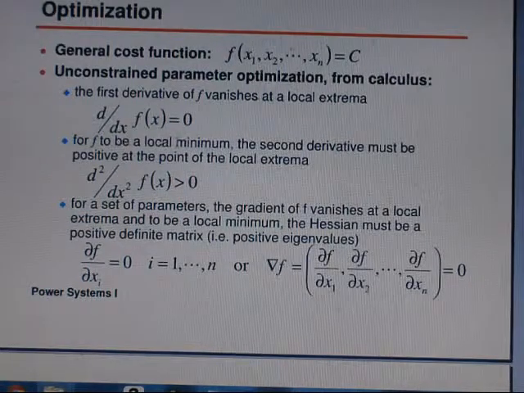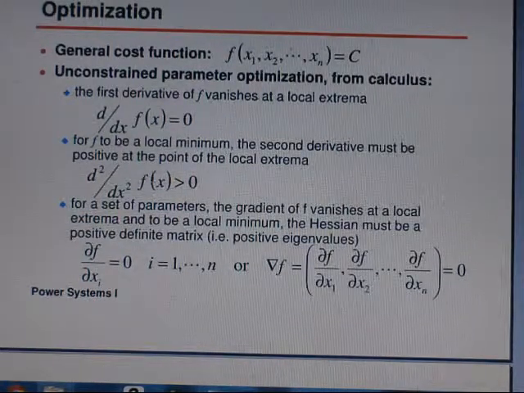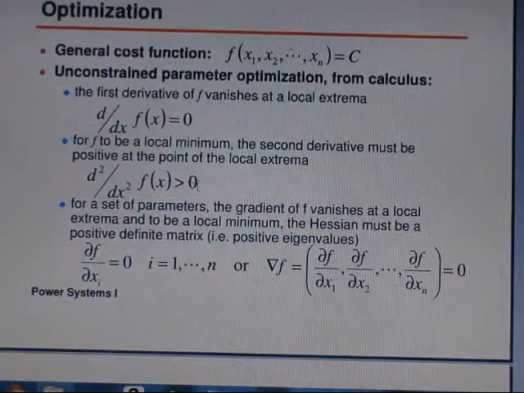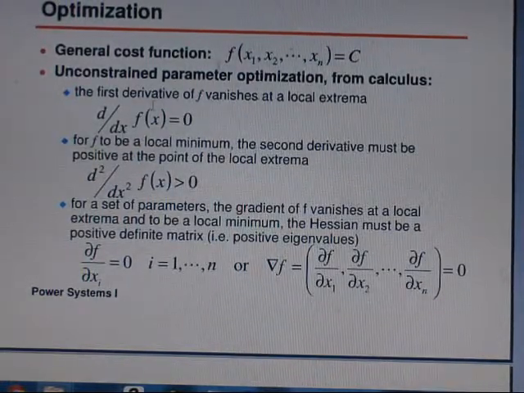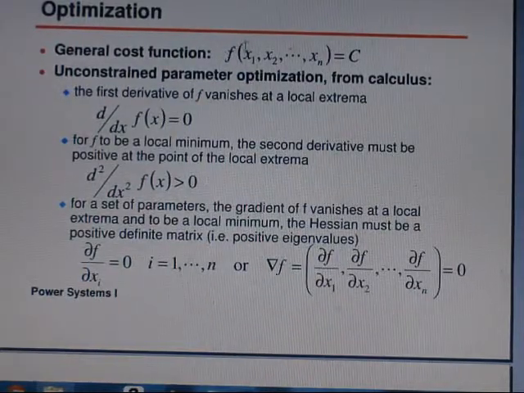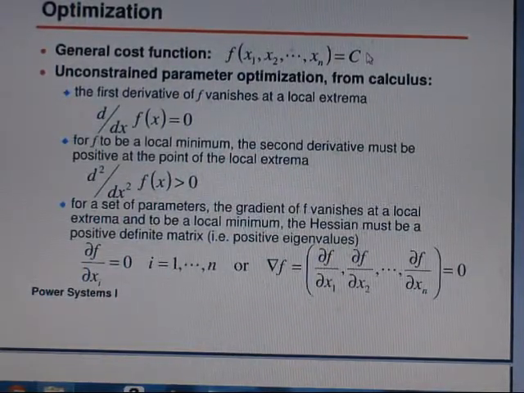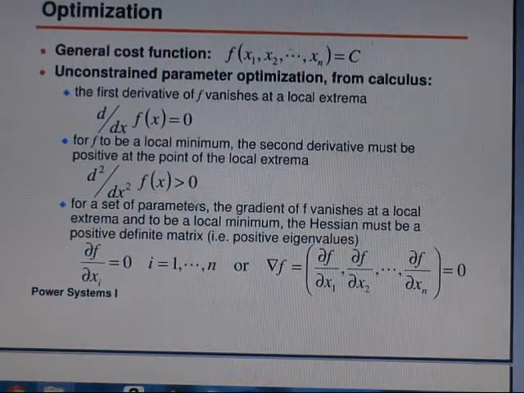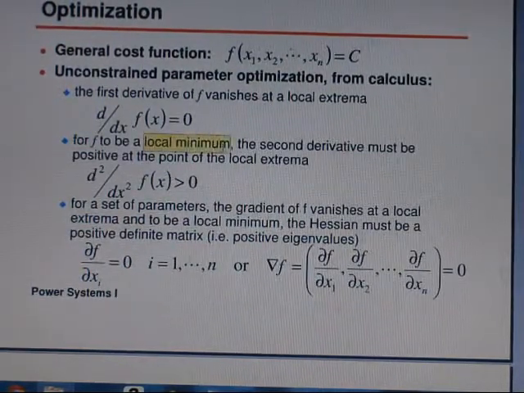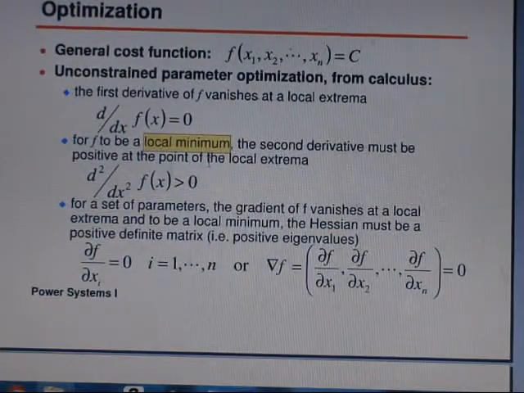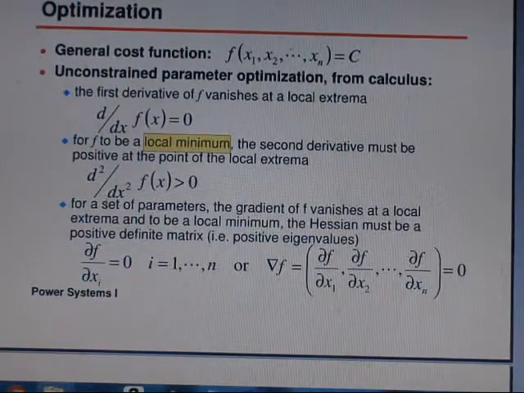To be a local minimum, in this case, the second derivative d2f/dh2 must be greater than 0. So this is for the minimum cost setting. Therefore, the cost equation is f(h1, h2, ..., hn) equal to c. You have to do the double differentiation, and that must be greater than 0 to achieve the local minimum. So that is what we had to set as a parameter.